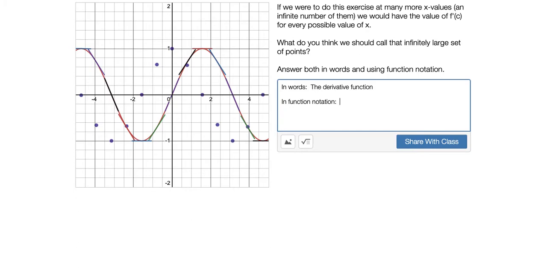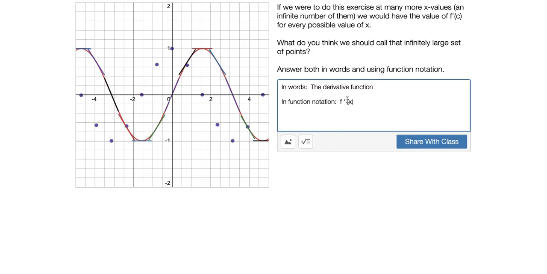Meaning it is those purple dots put together, and of course all of the in-between dots that we didn't graph here, but that would connect them, is what we call a derivative function. Using function notation, we would call it f prime of x. Not f prime of c, which is the derivative at one specific point, but f prime of x. All of the derivatives at all of the points taken as a group. That's the idea of a function.